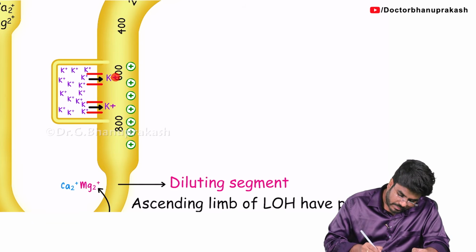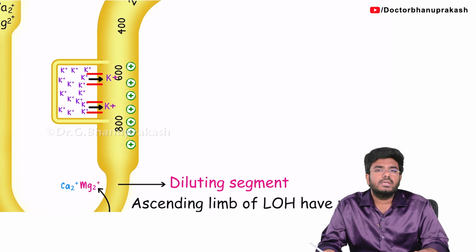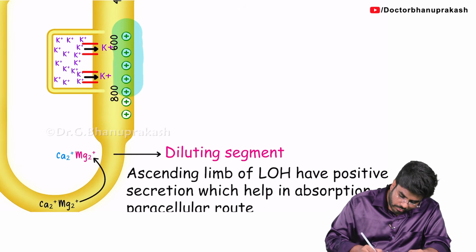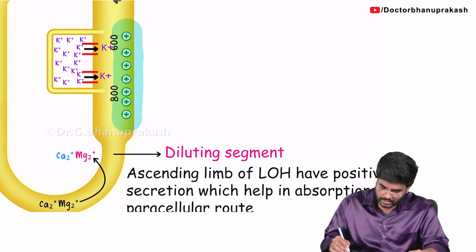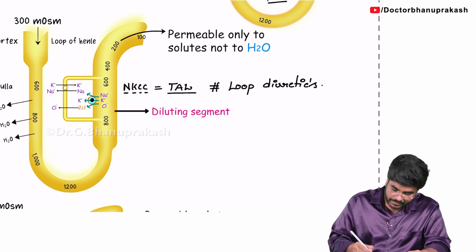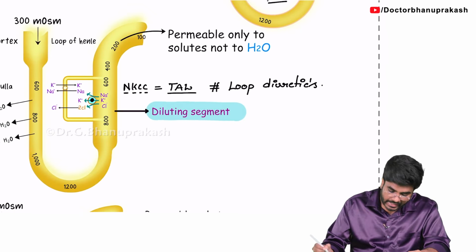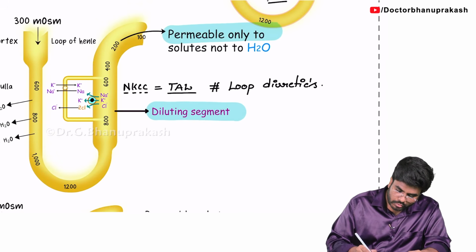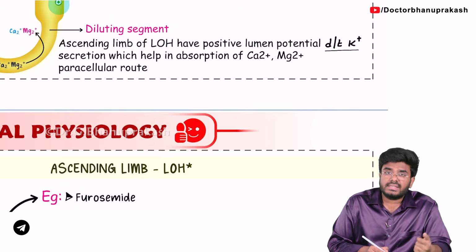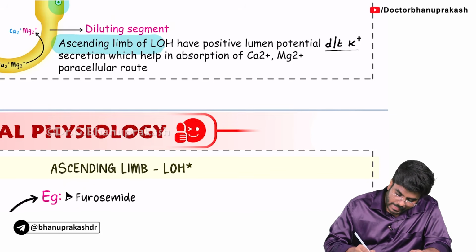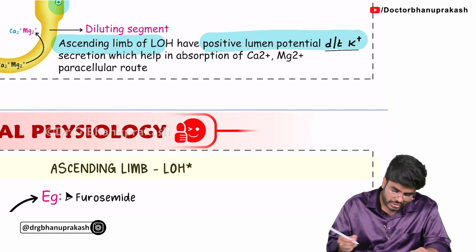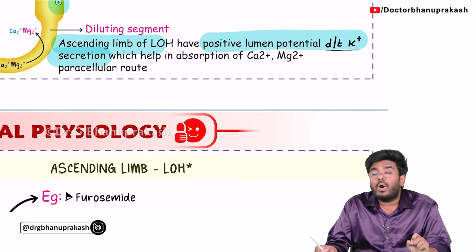Now you tell me, potassium is which charge, guys? Potassium is a positive charge. So because of this, the ascending limb of the loop of Henle has a positive luminal charge, a positive luminal potential. Already I have told you that the thick ascending limb is a diluting segment. It's only permeable to solutes, not to water. The ascending limb of the loop of Henle has which potential? Positive luminal potential, due to potassium secretion.